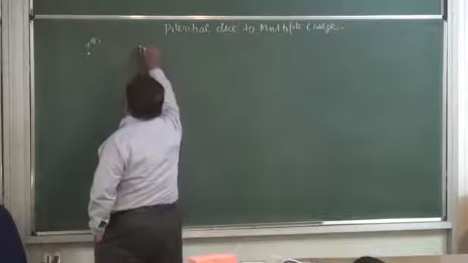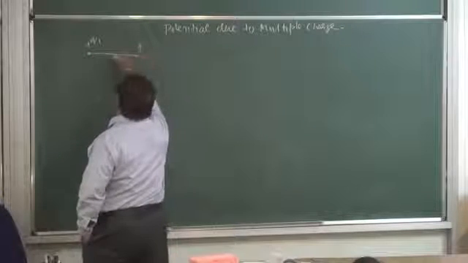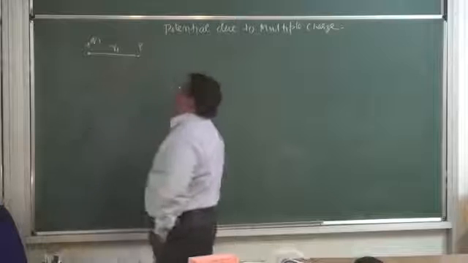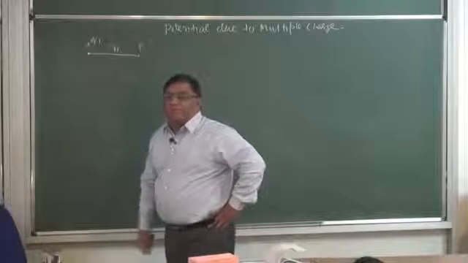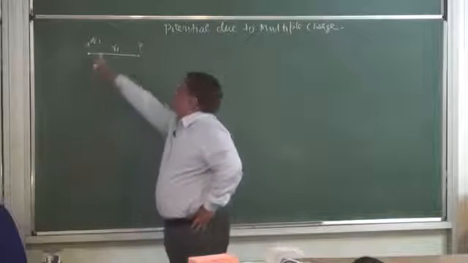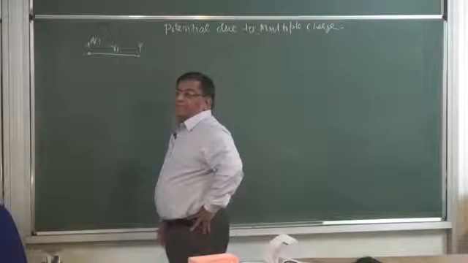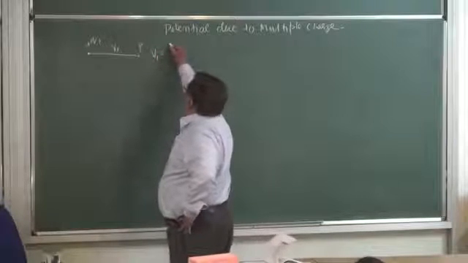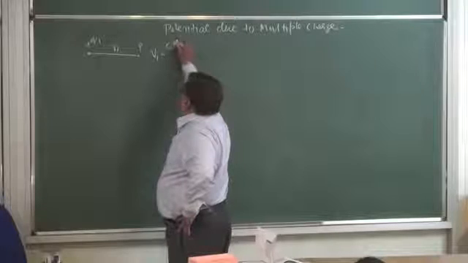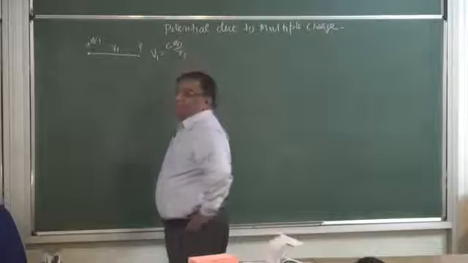Okay, here is a point. At this point P, distance R1. This point P has a potential. How much is that potential due to plus Q1? Answer, V1 is equal to Coulomb's constant, Q1 upon R1.